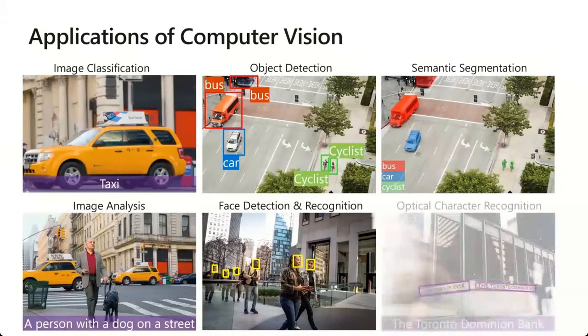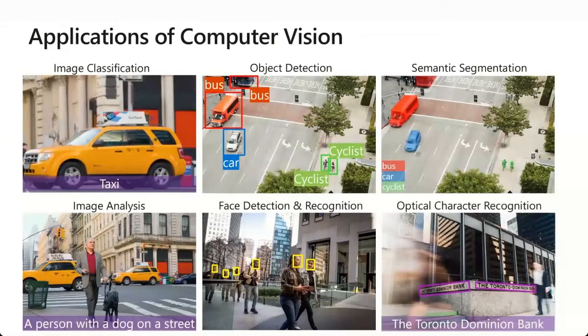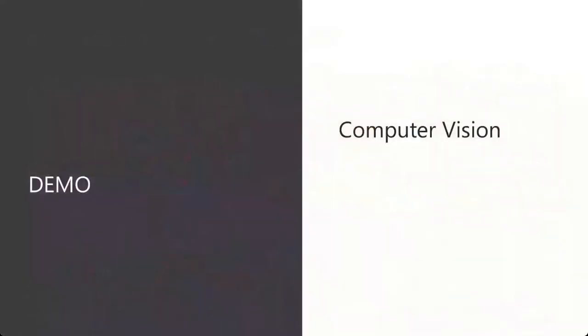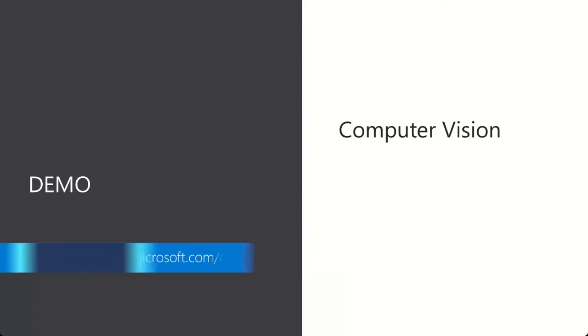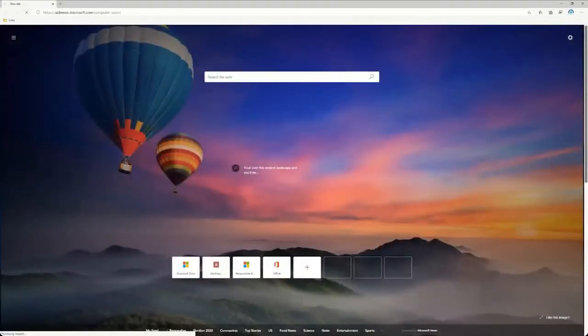Last one is optical character recognition, and that is extracting text from the image. As you can see here in the example, it says the Toronto Dominion Bank, and indeed it correctly extracts the text from the image. Move to a short demo here. And for this demo, I'm going to go towards a browser. I've already opened up the link here, aidemos.microsoft.com/computervision. So I'm going to run that right away.